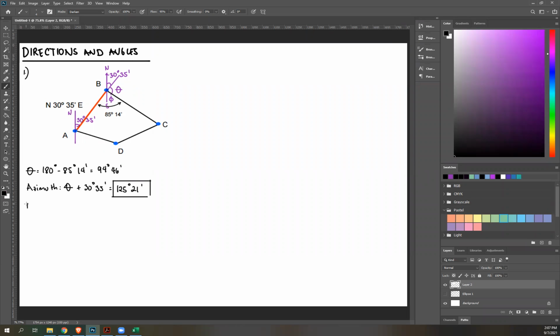To get the bearing, I need to get phi. You already know this is 180, so 180 minus theta, I'm left with 85 degrees 14 minutes. I need to subtract this angle. Can anybody tell me what this angle is equal to? By looking at the drawing, can you figure out what this angle is? Mhm. Okay, correct.